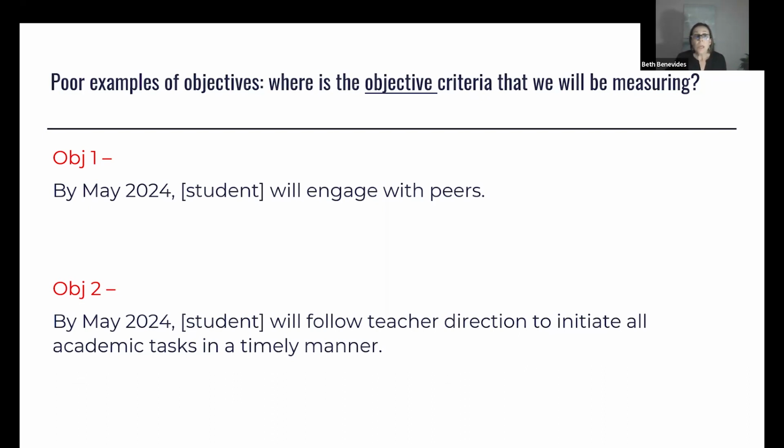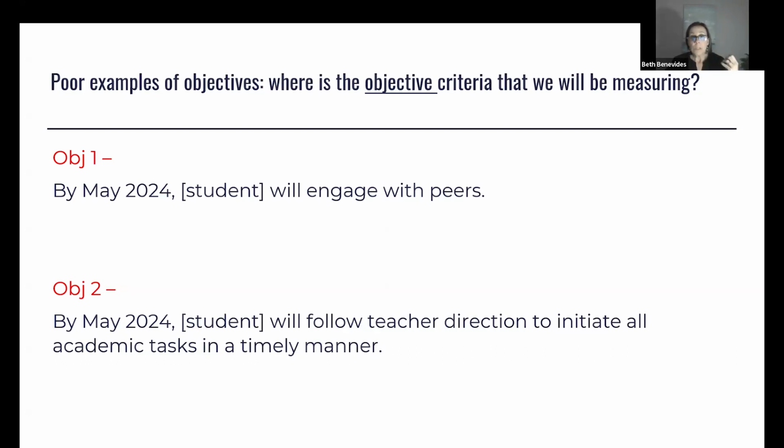Another example: by May 2024, the student will follow teacher direction to initiate all academic tests in a timely manner. So again, that's not really written completely. We don't know what a timely manner is. We don't know what a timely manner for the student is. A timely manner for me may be different than a timely manner for you.